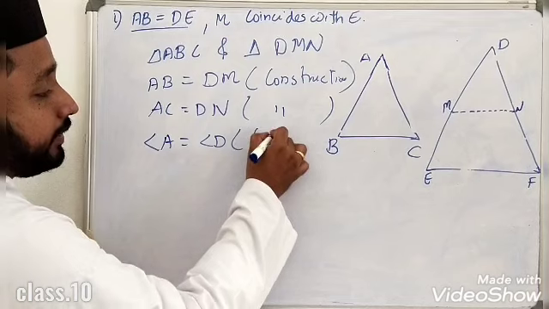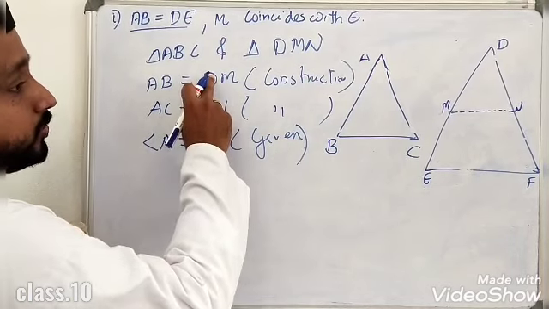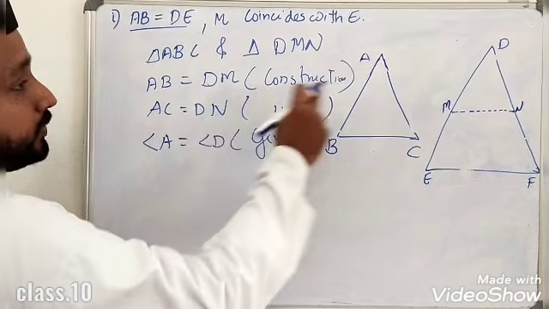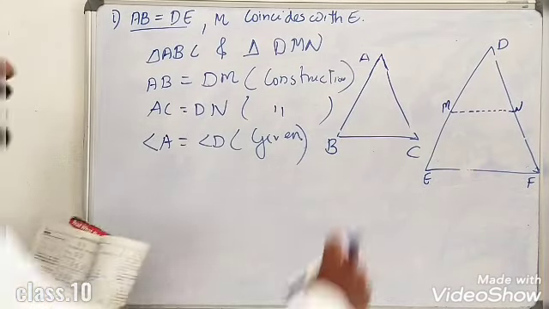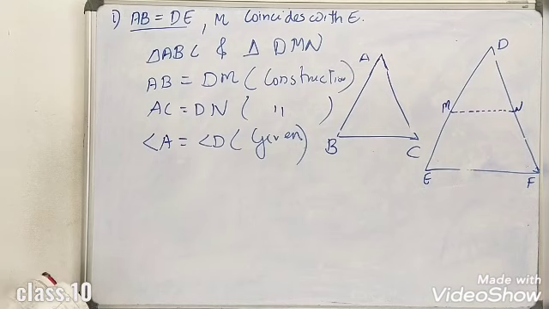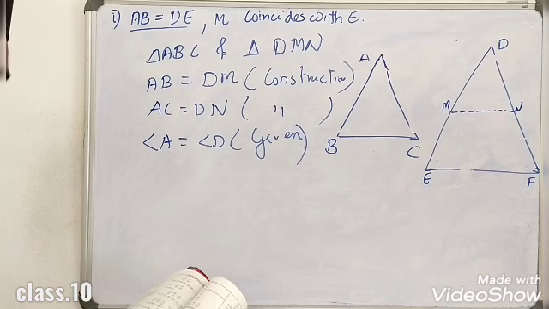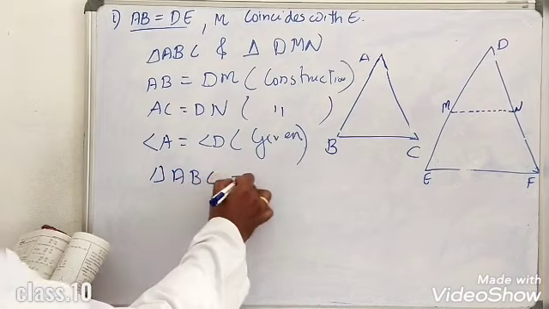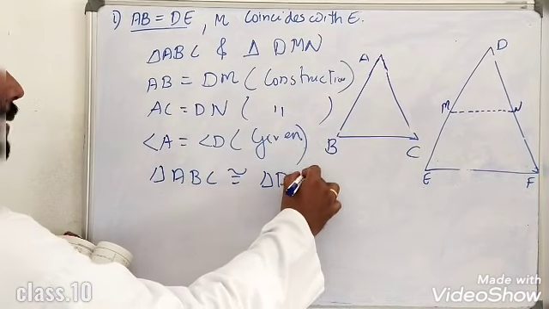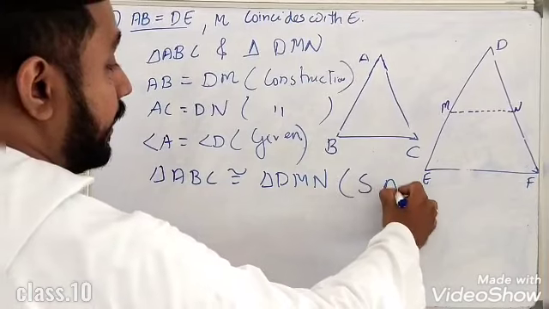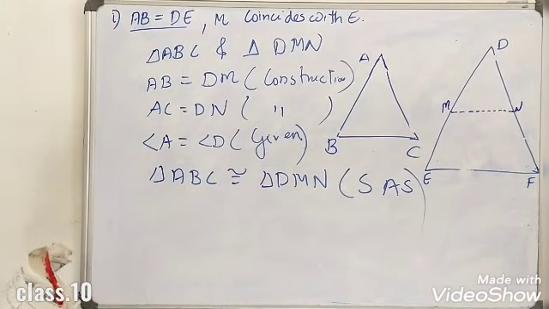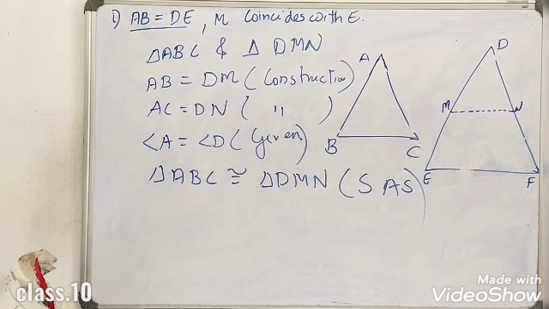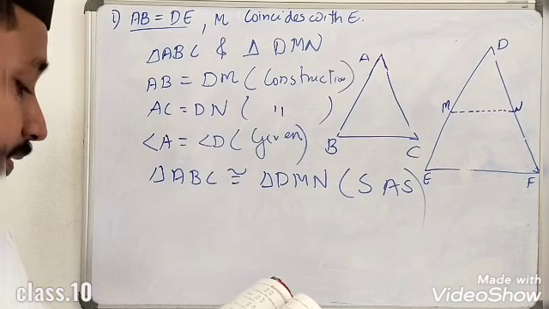That is given. So two sides and the included angle are equal. So we can say that these two triangles are congruent. That is, triangle ABC is congruent to triangle DMN by the SAS congruence criterion.